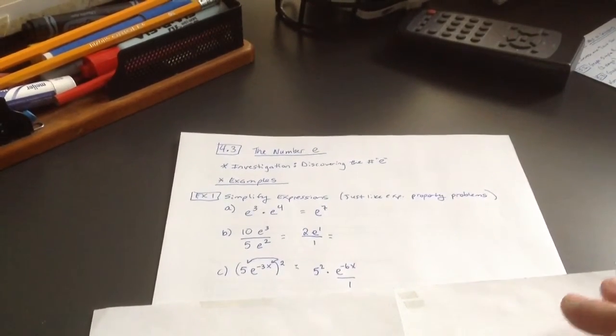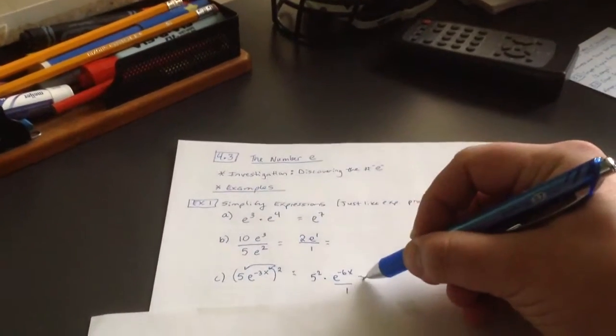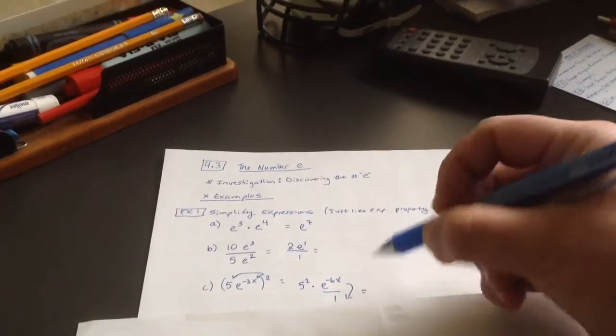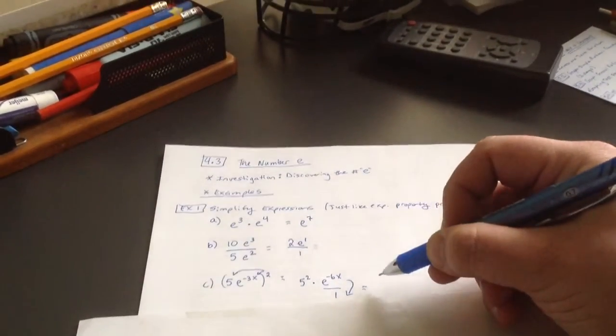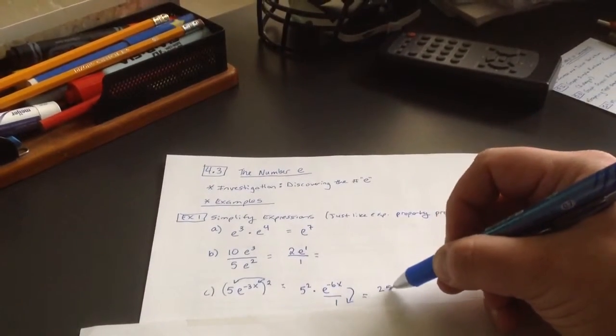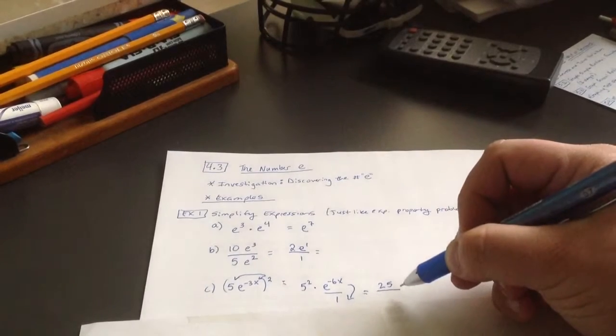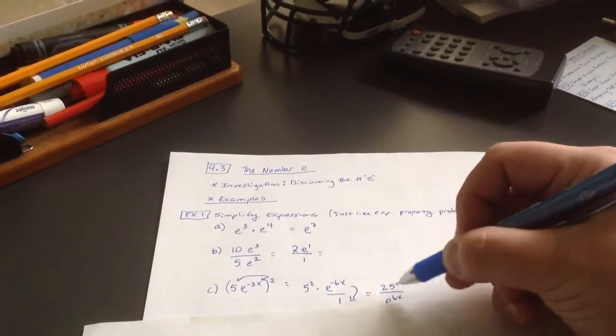Alright, so this is going to flip to the bottom, negative exponent. We have 25 on top still because 5 squared is 25. And on the bottom, e to the positive 6x.